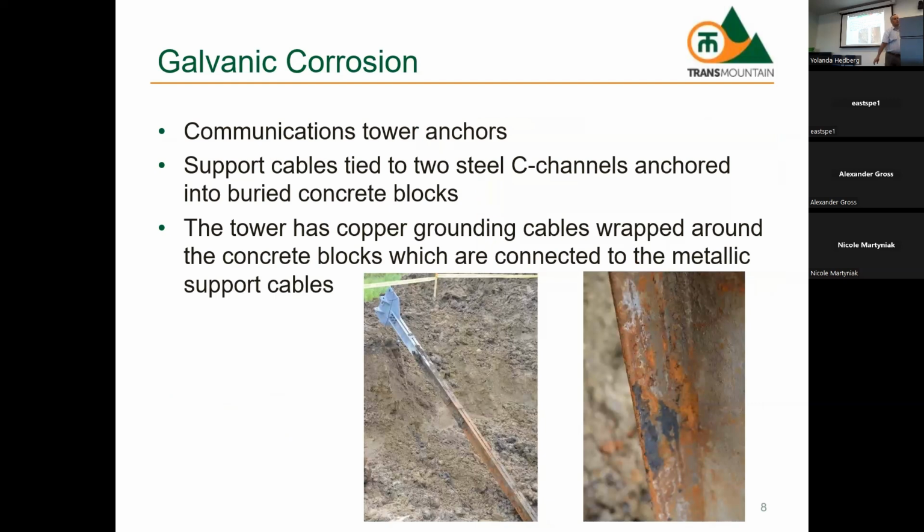All right. This is my first example and the best one because it has pictures. I was called out, probably maybe 12 years ago now, to a radio communication tower.